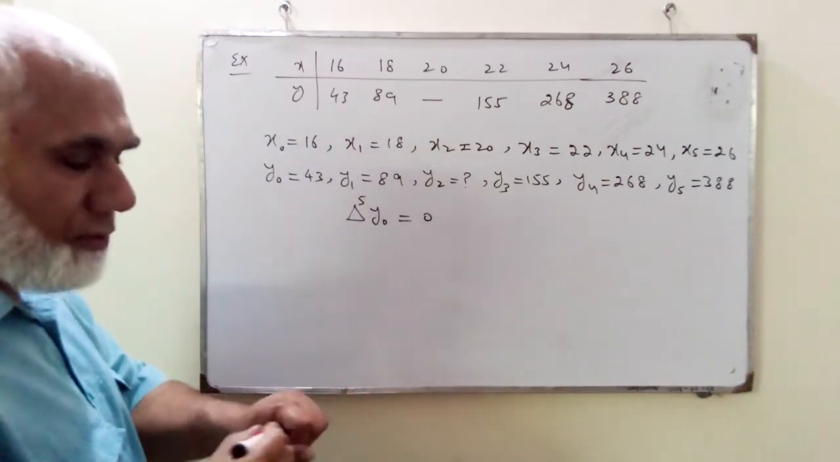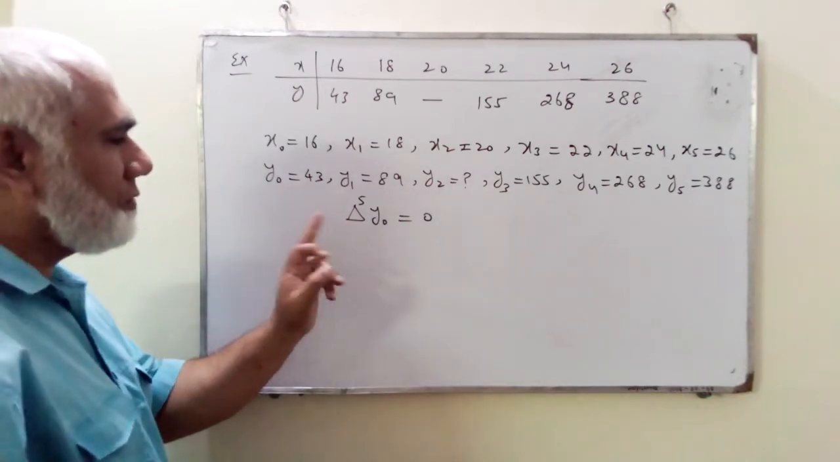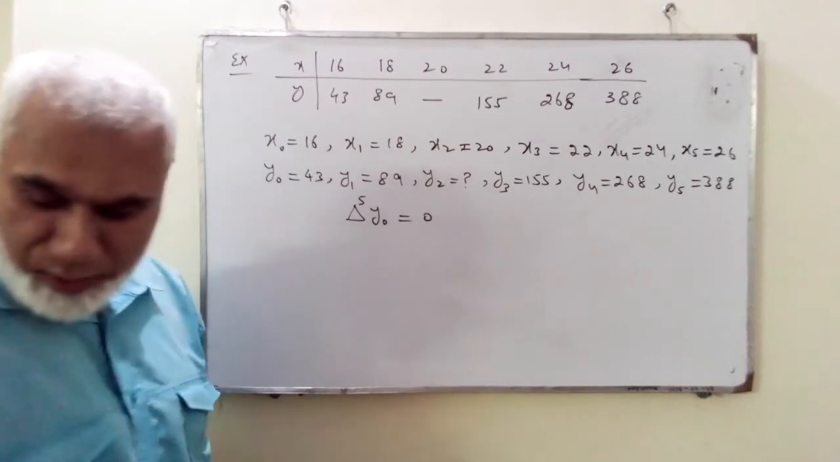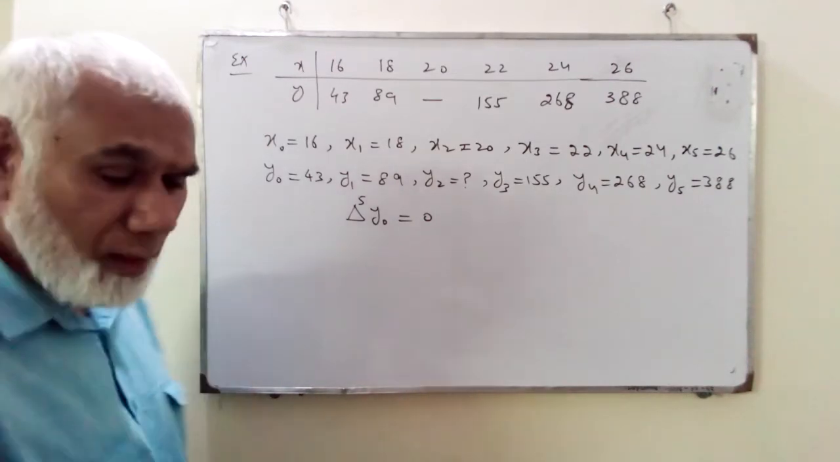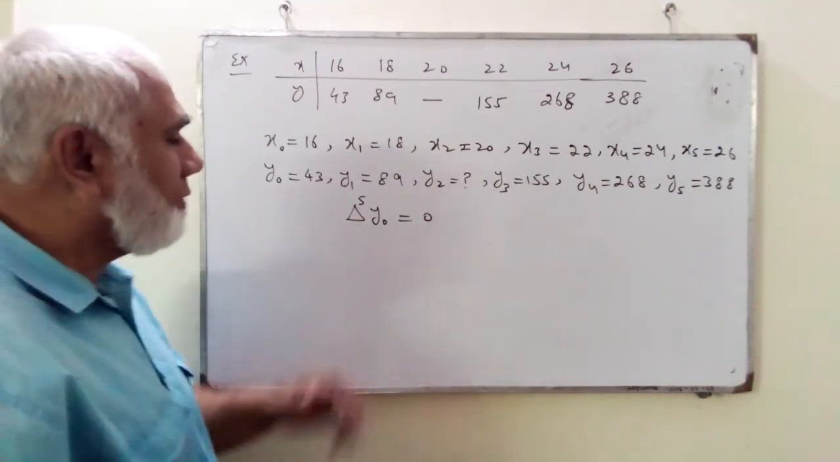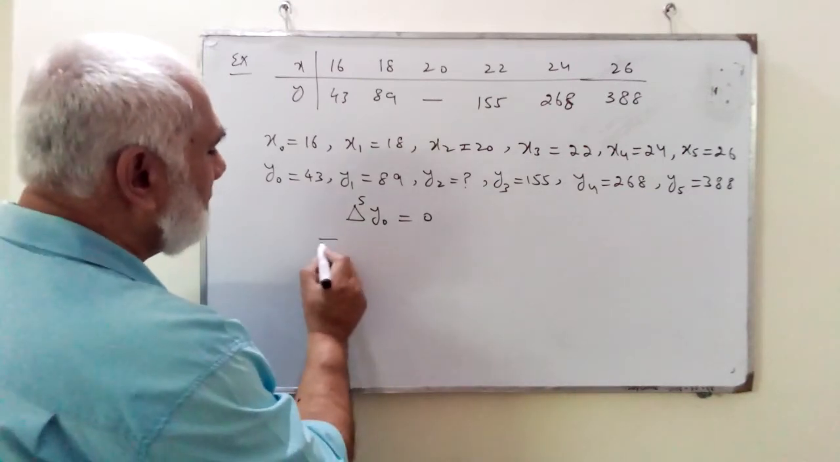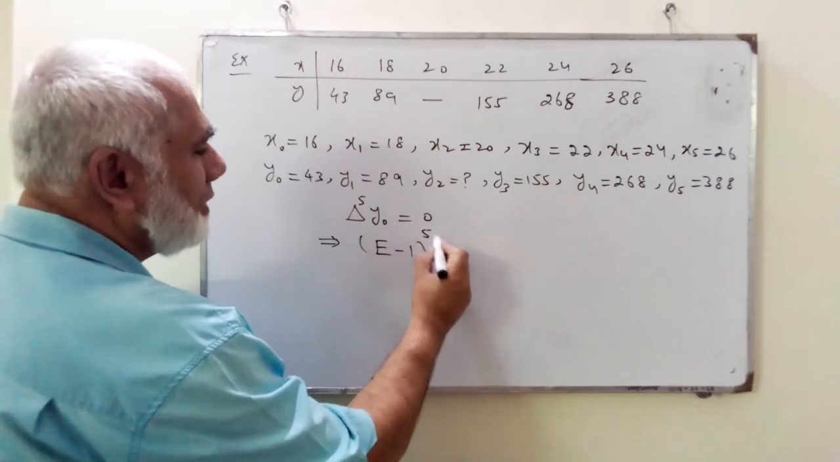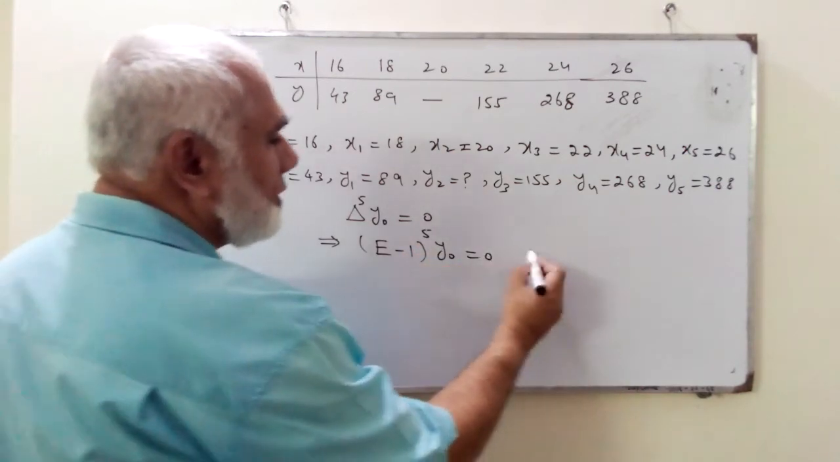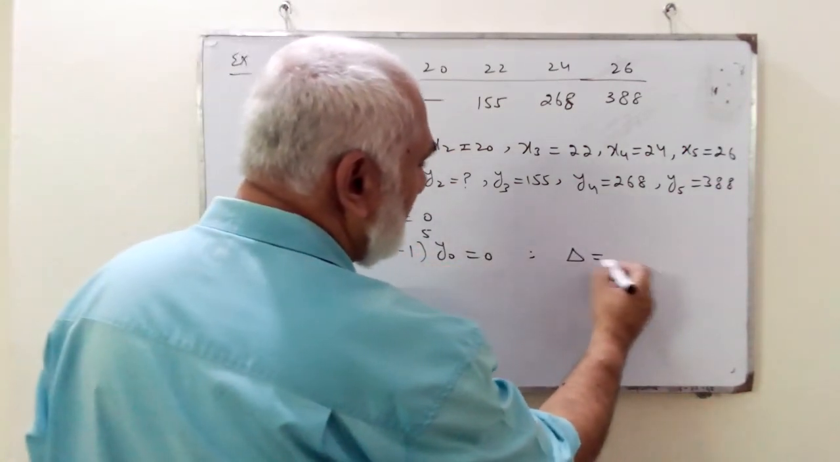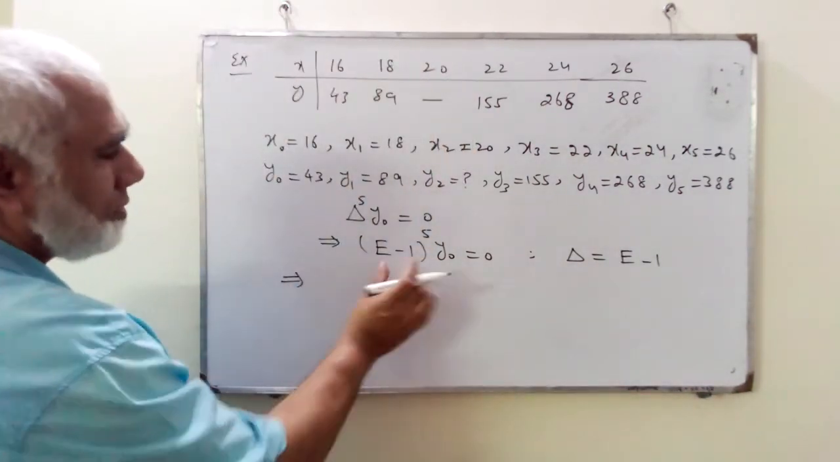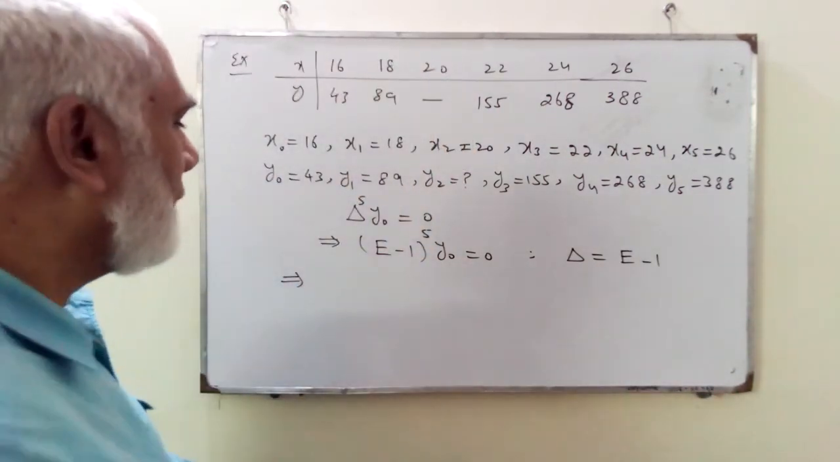When we were studying the operators, we constructed a relation of the forward difference to the shift operator. So here we shall use that relation. This can be replaced by (E minus 1) raised to 5 applied on y0 equals 0, because we know that delta is equal to E minus 1. Now you can expand it.